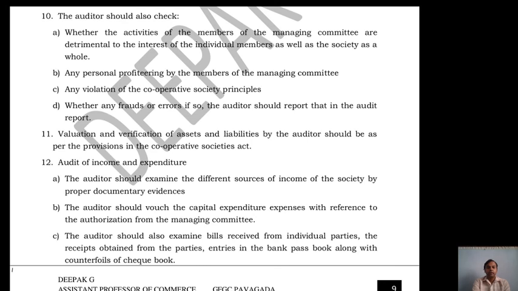And even the valuation and verification of assets and liabilities should be done as per the provisions of the Cooperative Society Act. So, other points will be there, and we will discuss them in the next class.